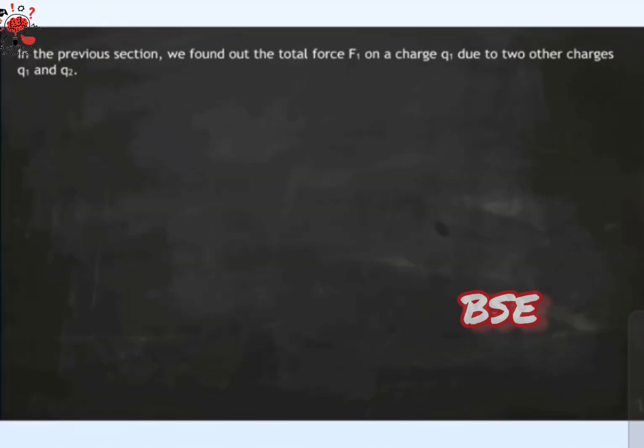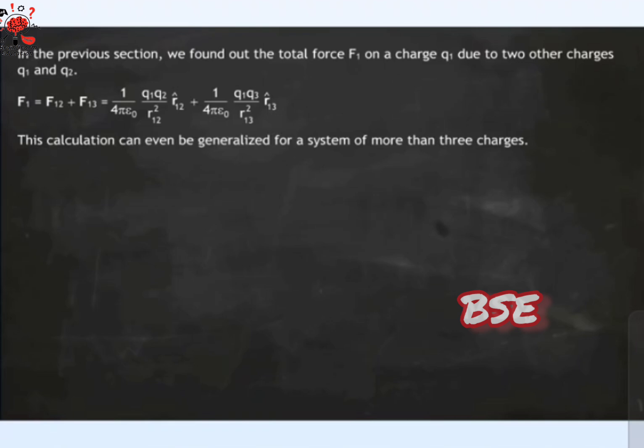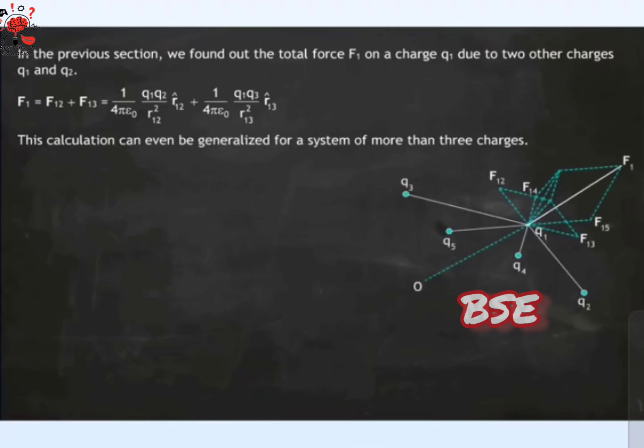In the previous section, we found the total force F1 on a charge Q1 due to two other charges, Q2 and Q3. Vector F1 equals vector F12 plus vector F13, which equals 1 by 4 pi epsilon naught into Q1 Q2 by R12 square into vector R12 plus 1 by 4 pi epsilon naught into Q1 Q3 by R13 square into vector R13. This calculation can even be generalized for a system of more than 3 charges.